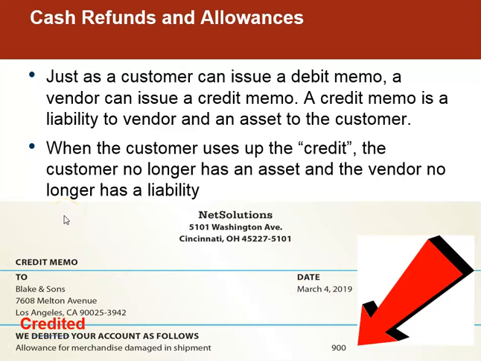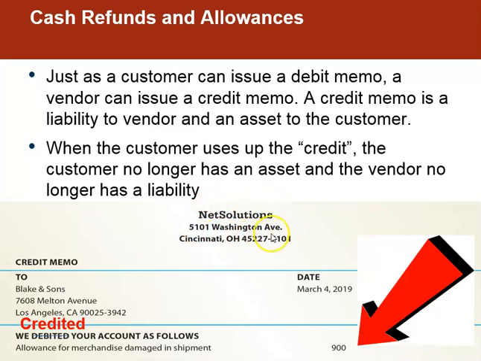Let's see here. I remember this slide. Just as a customer can issue a debit memo, a vendor can issue a credit memo. I don't really like this example. I was hoping that we would have this from Maxim, but here with the debit memo example, Net Solutions was the customer, but with the credit memo example, they're actually the seller.